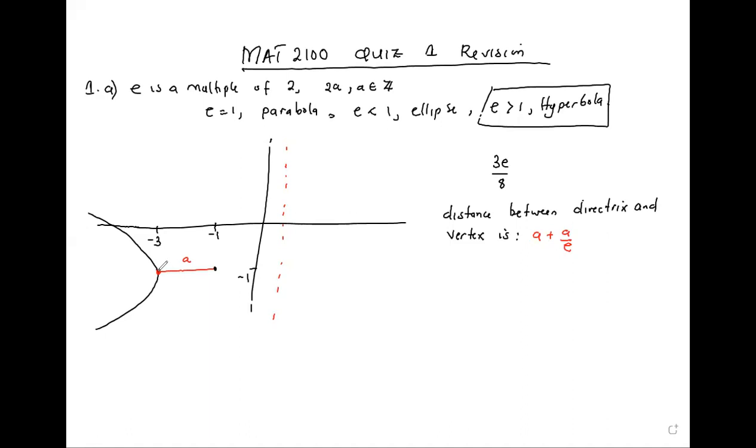Now, this has been given. In the question, we've been told that the distance between the vertex and the directrix is 3e over 8. So you create the formula and solve. Now, what else do we know? We've been told that the vertex is at negative 3, comma negative 1, and the center is at negative 1, comma negative 1. So a will be negative 3 minus negative 1, which is equal to negative 2. And then you get the modulus, so a is equal to 2. Distance is never negative.